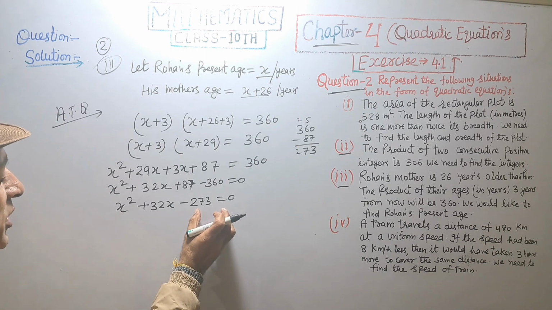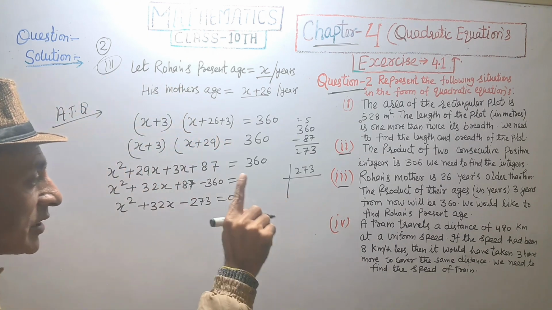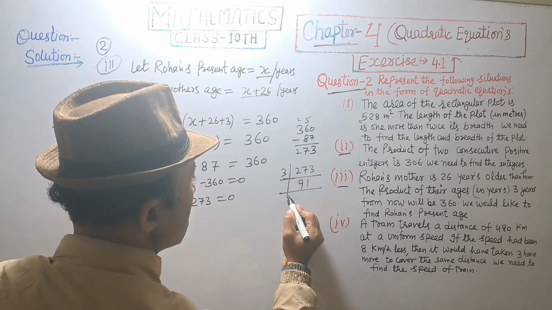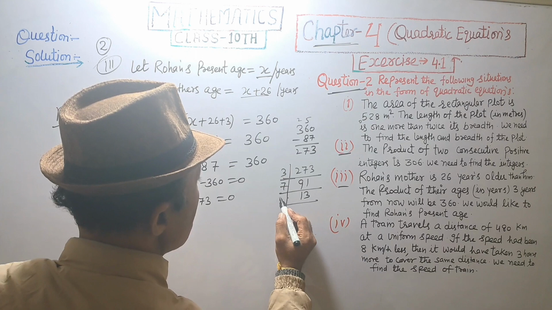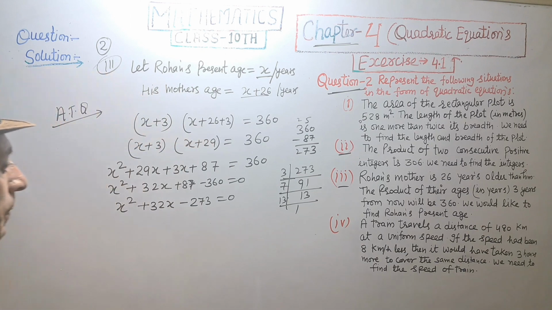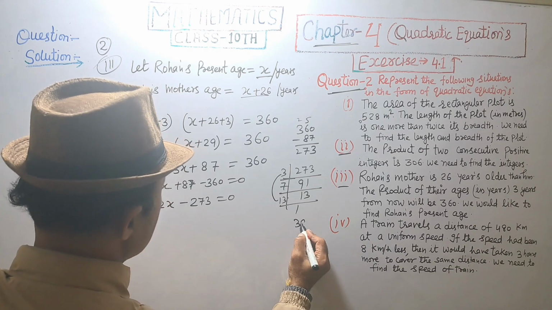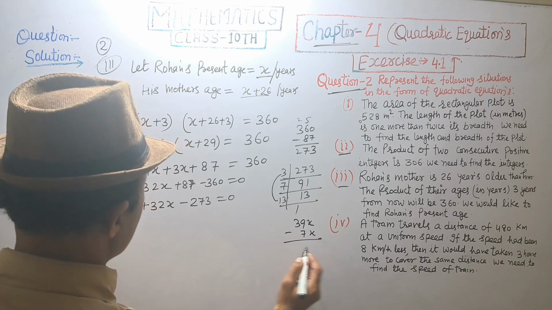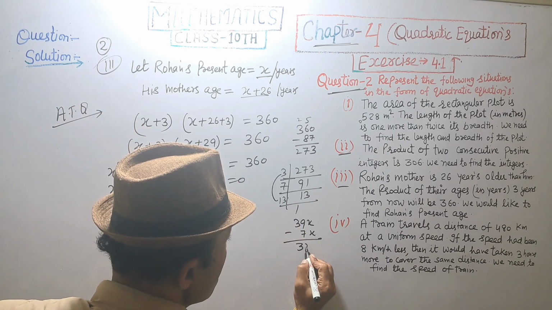It's a quadratic equation. The prime factorization of 273 is 3 times 7 times 13. 13 sevens are 91, and 13 threes are 39. 39x positive minus 7x negative, by splitting the middle term, 39x minus 7x is equal to 32x.